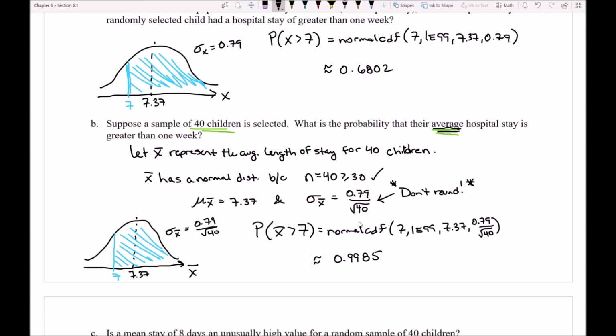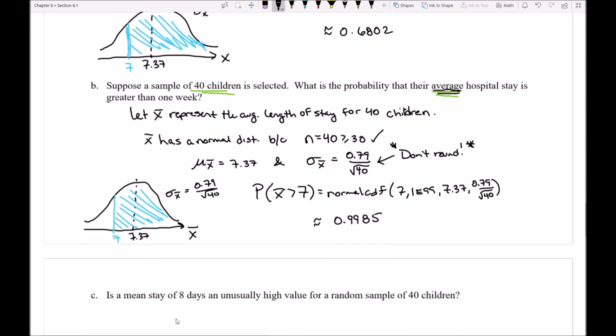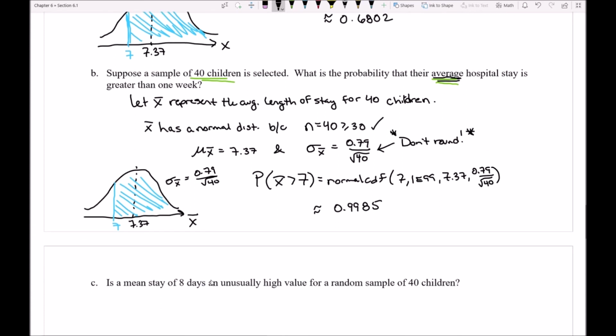In the next video, we'll take a look at part C down below, which asks a very different style of question. And we'll see how to tackle that and start to get into some of our first uses of calculating probabilities to conduct inferences.